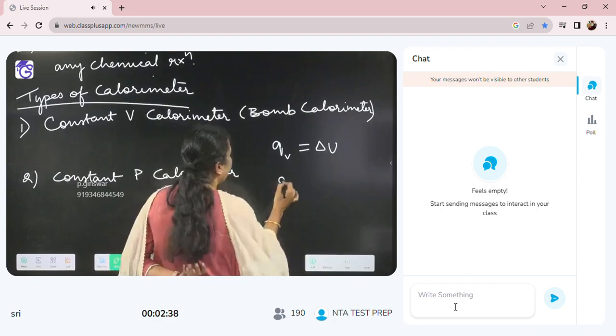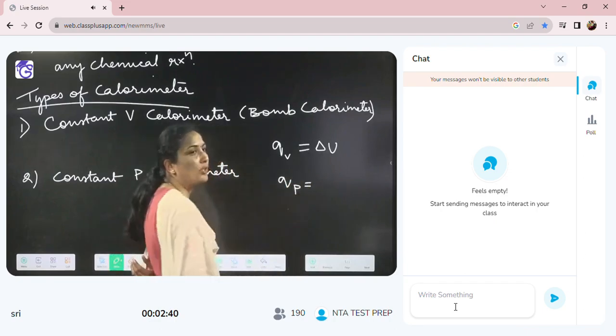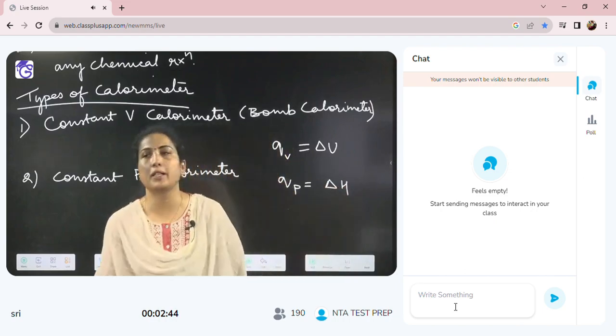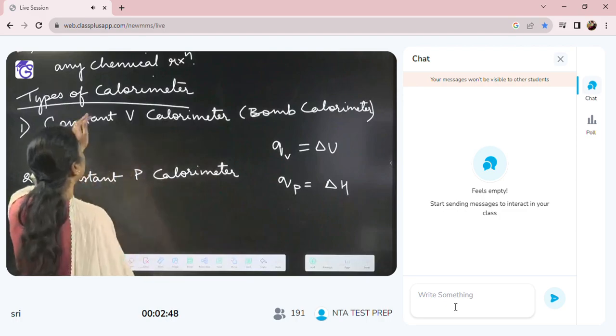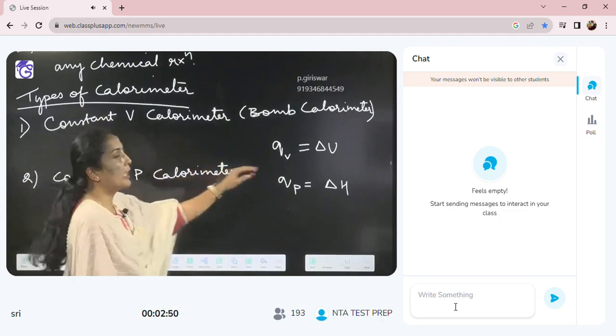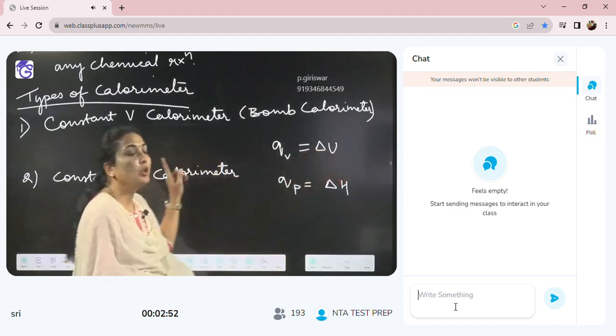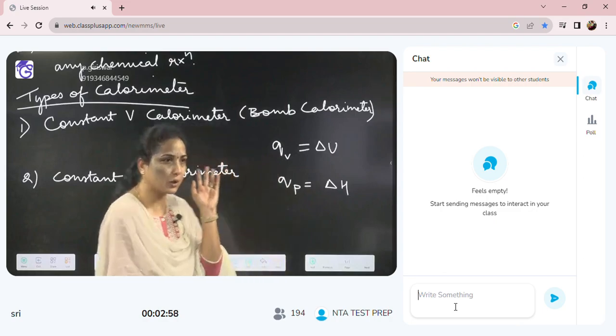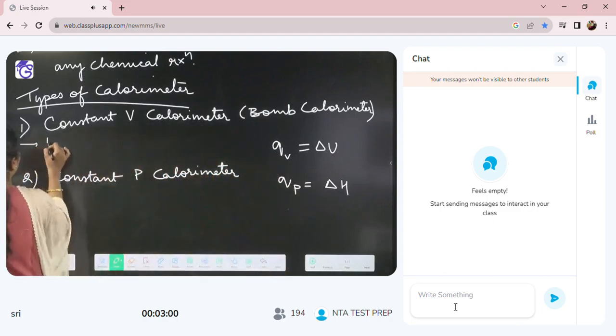Similarly, if I ask you what is heat exchange at constant pressure, your answer would be delta H, right? So that means, using this calorimeter, the constant volume calorimeter, I'll be able to calculate delta U of any reaction. Using the constant pressure calorimeter, I'll be able to calculate delta H of any reaction. Okay. So I'm going to write down that only.